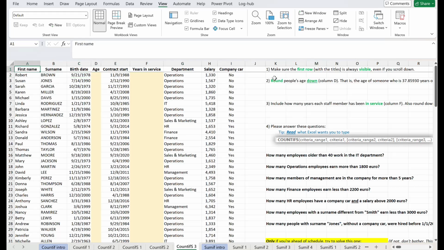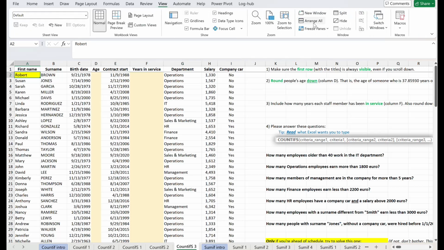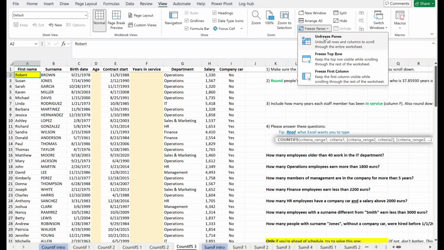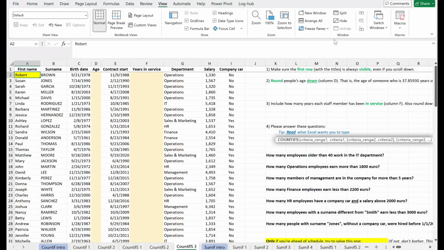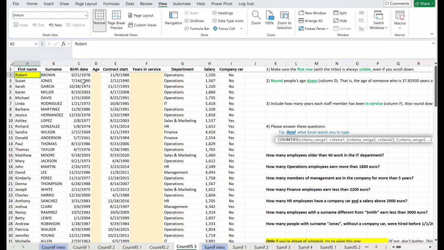We need to make sure that the first row, so this one, is always visible, even when we scroll down. To do that, we need to put our cursor in cell A2 and then go to View and click on Freeze Panes. And you'll see now, even if we scroll down, the first row is visible.